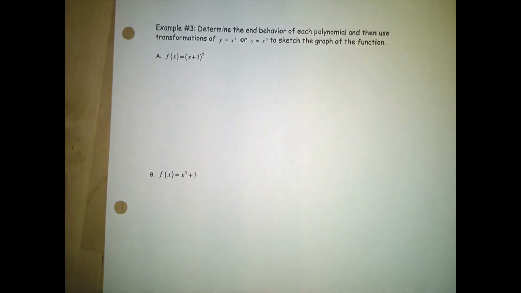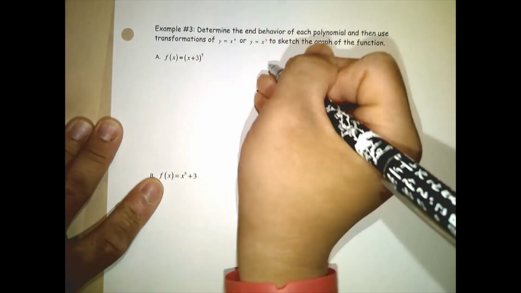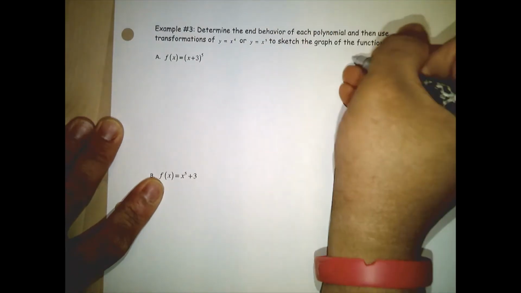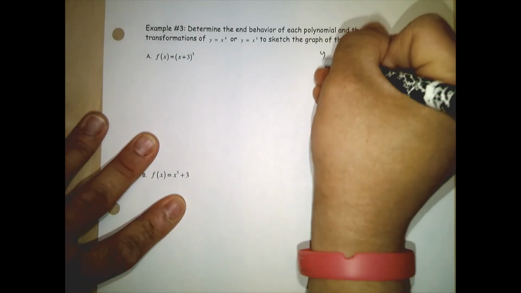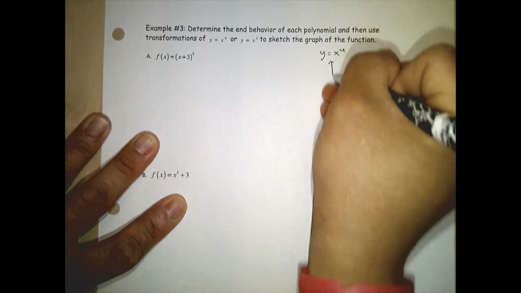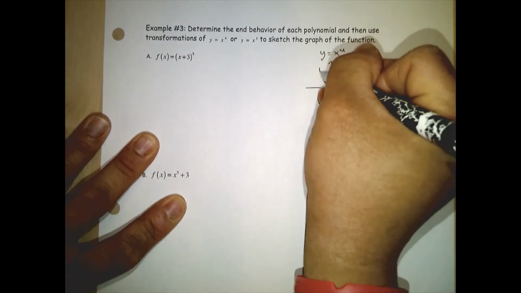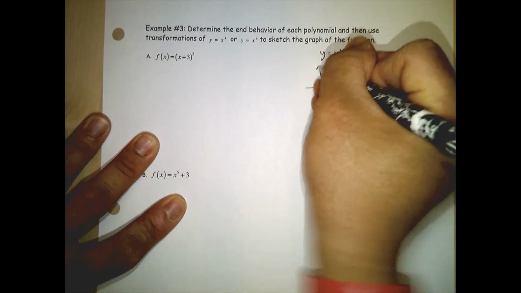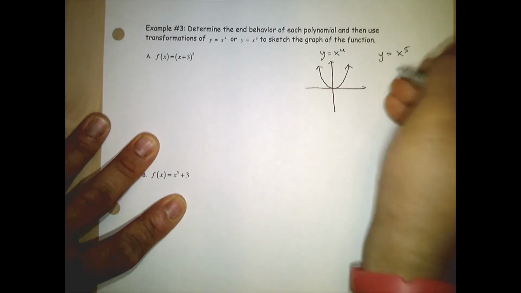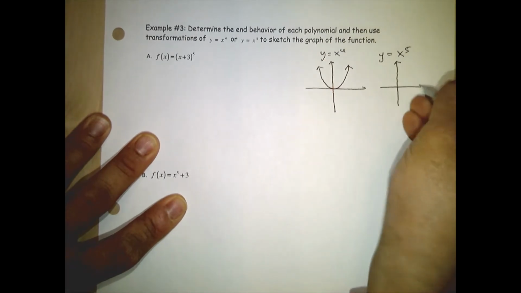So let's determine the end behavior of each polynomial and then use the transformations of y equals x to the fourth or y equals x to the fifth to sketch the graph of the function. All right, so I know that y equals x to the fourth looks like this, and y equals x to the fifth looks like this.